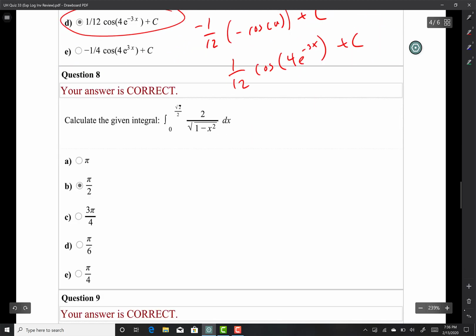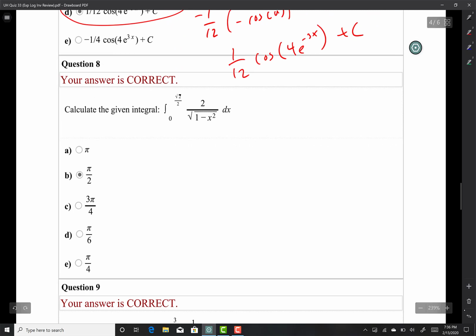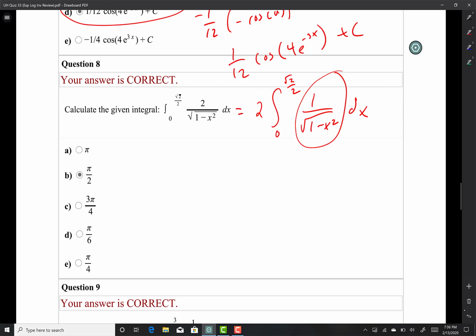All right. This one, they're pretty much making fun of you right now. That's just arc sine. Look, there's no u sub anywhere. Pull the 2 to the outside. Integral 0 to square root of 2 over 2, 1 over square root of 1 minus x squared dx. Look at that. Perfect. The derivative of arc sine is 1 over square root of 1 minus x squared. So the antiderivative must be the same. Keep the 2. Arc sine of x.